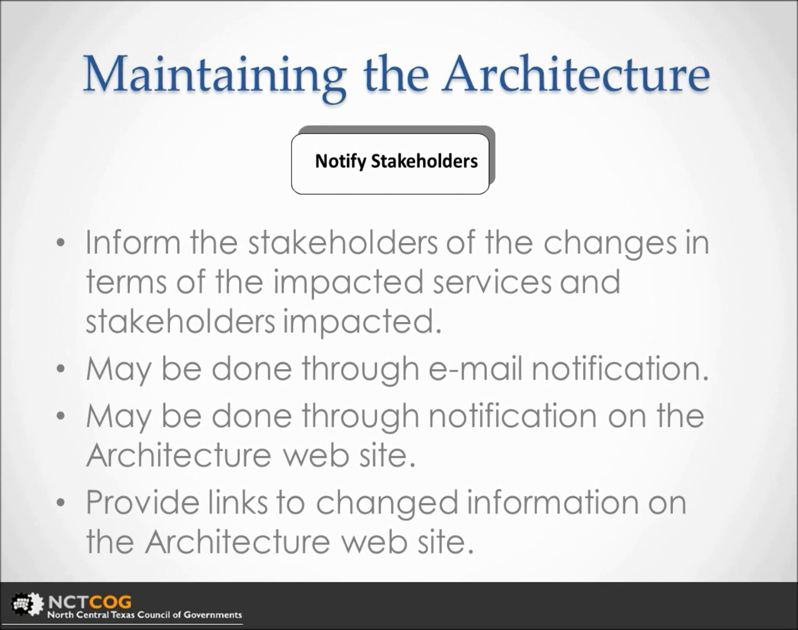The final step in the architecture maintenance process is notifying stakeholders. In this, the COG and the maintenance team will inform the stakeholders of the changes in terms of the impacted services and stakeholders. It may be done through email notification. It can also be done through notification on the architecture website. When changes are made and notification is made, the COG can provide links to the changed information on the architecture website.